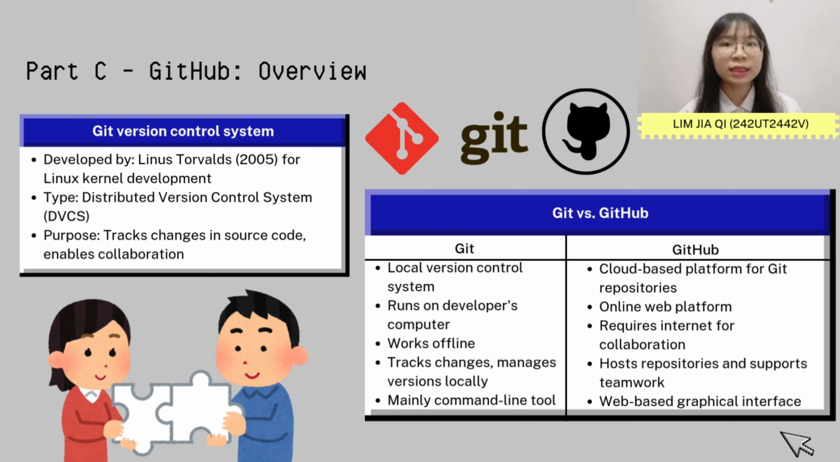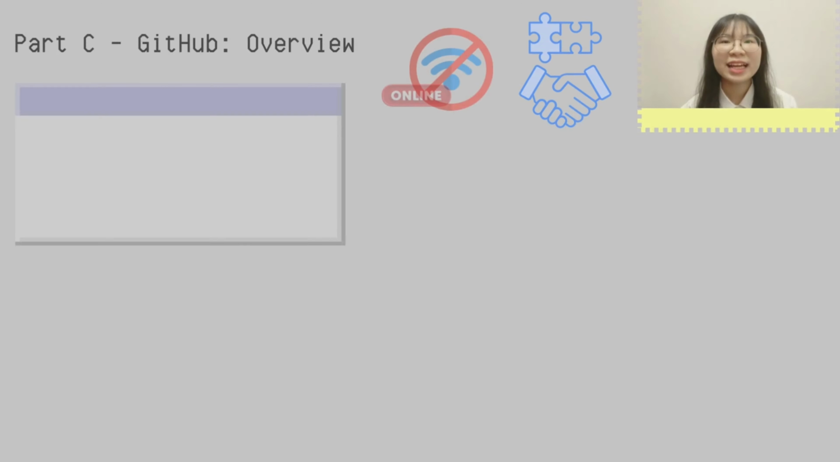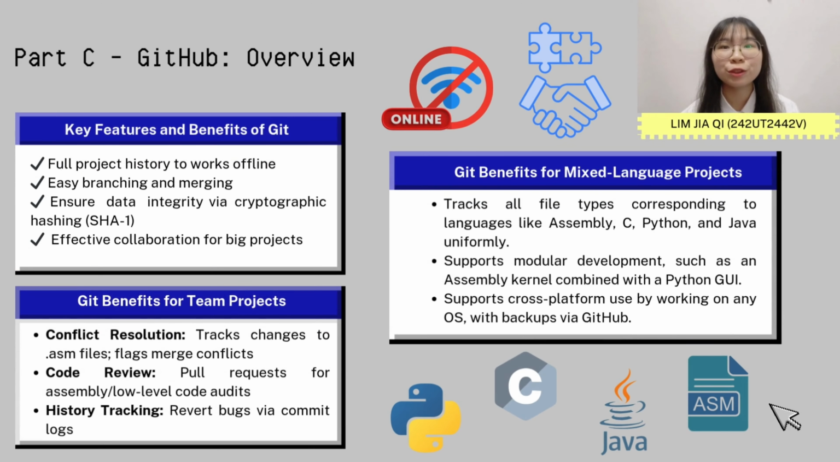As for the difference, Git runs locally on our machine and works even without internet, whereas GitHub is an online cloud platform that hosts Git repositories and provides a web-based interface for collaboration. Key features of Git include full project history available offline, easy branching and merging, as well as secure tracking using cryptographic hashing like SHA-1.